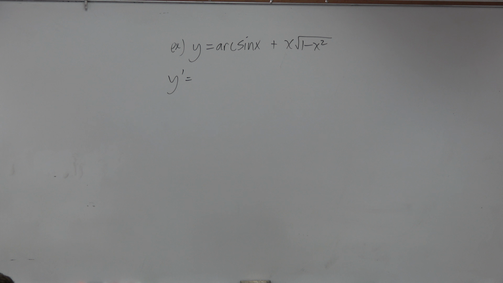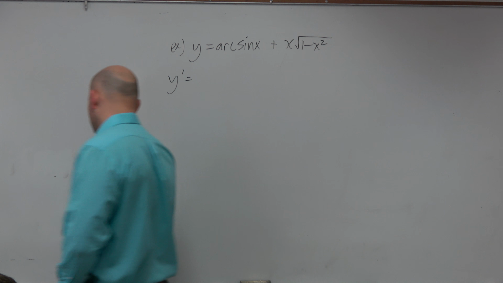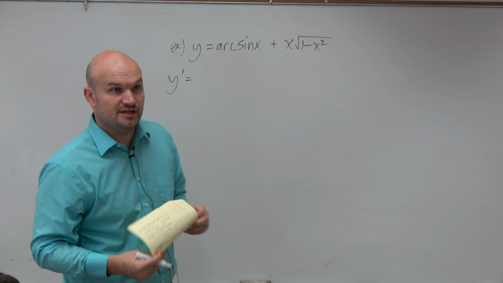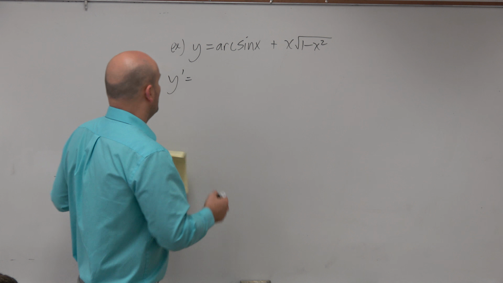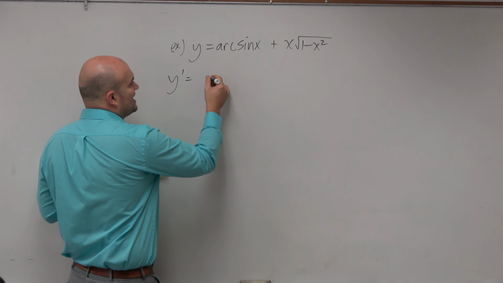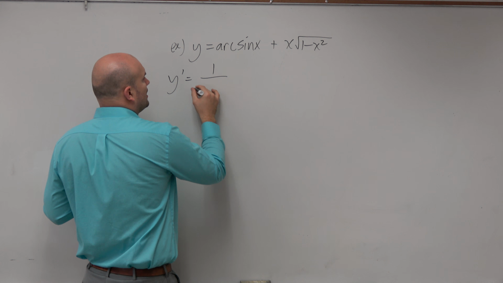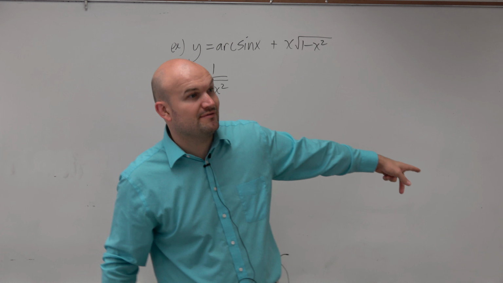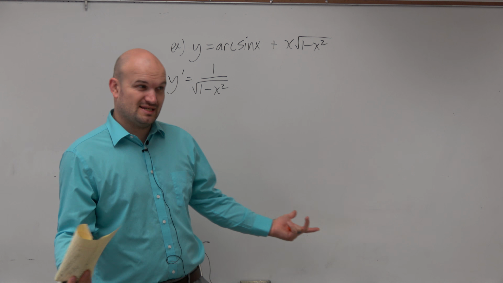OK, so in this example, ladies and gentlemen, we're trying to find y prime. And the first portion here, that's fairly simple, right? That's just really using the formula for the derivative of inverse sine. So that's going to be 1 over the square root of 1 minus x squared, right? Basically, just as we have there. We don't have a differentiable function inside of the x.